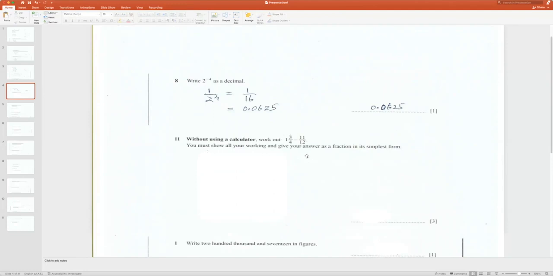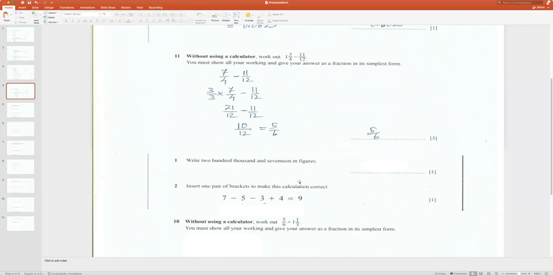Without using a calculator, work out this one. You have to give the answer in its simplest form. So the mixed number we have to make like this. 4 times 1, 4 plus 3, 7 over 4, minus 11 over 12. Then we need the same denominator. 12 is the denominator. So we can multiply this part by 3. So 7 into 3 is 21. 3 times 4 is 12. So 21 minus 11 is 10. 10 over 12, we can simplify this. 2 times 5, 2 times 6. The answer is 5 over 6.